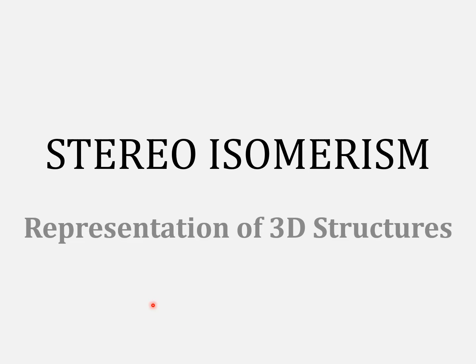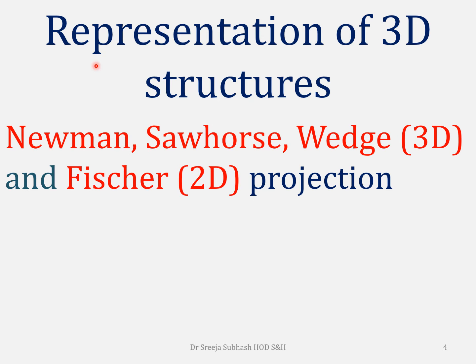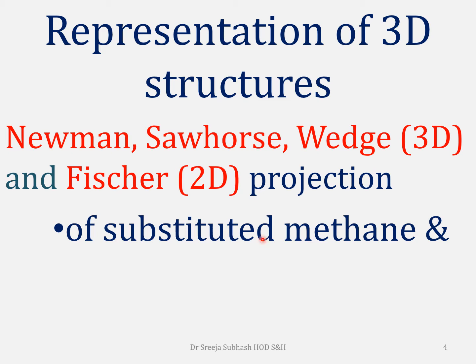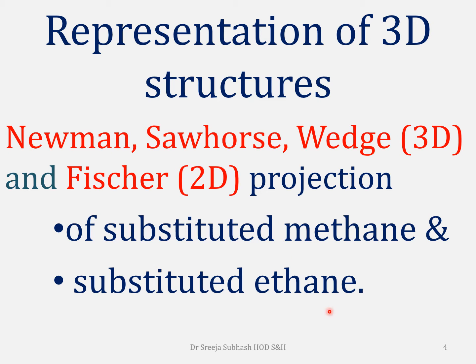So on to today's class on representation of 3D structures coming under stereoisomerism. Let us first have a look at the syllabus for today's session. The syllabus covers Newman projection, Sawhorse projection, and Wedge projection. All these three are three-dimensional representations, and also Fischer projection, which is a 2D representation, and their interconversion also. We are going to try these on substituted methane as well as substituted ethane.